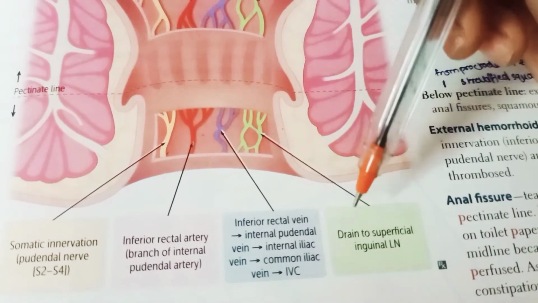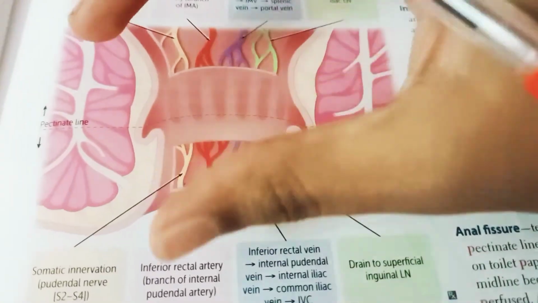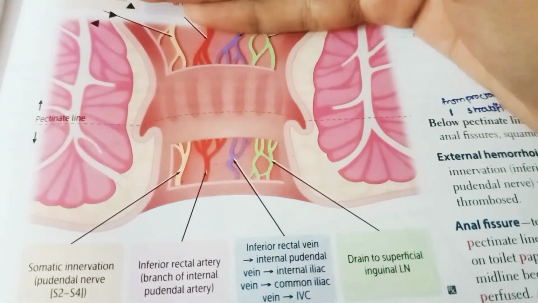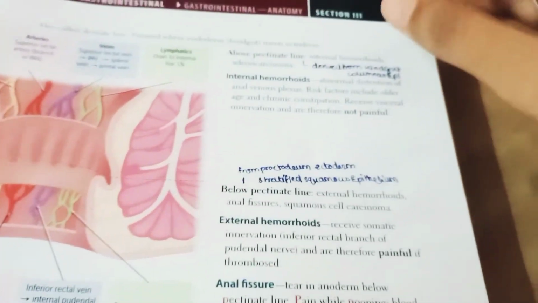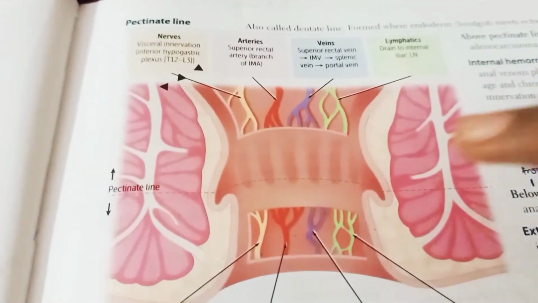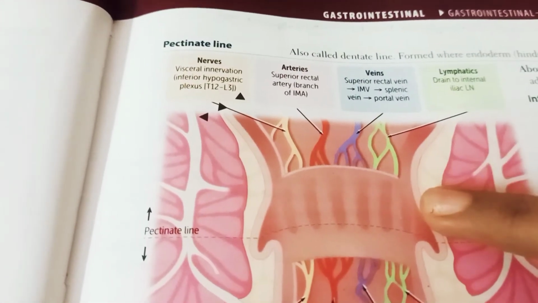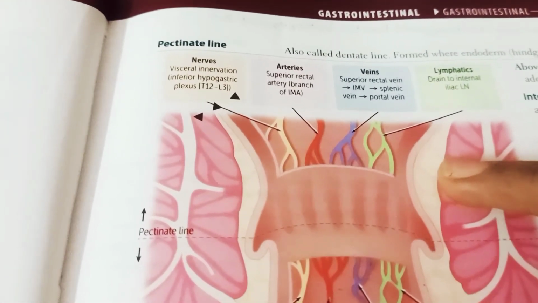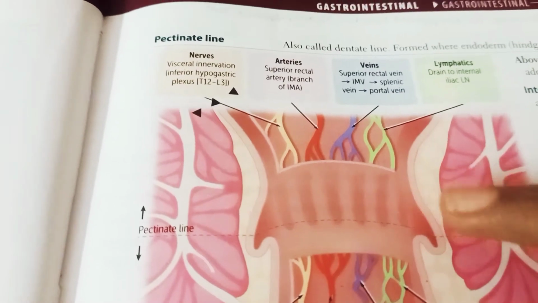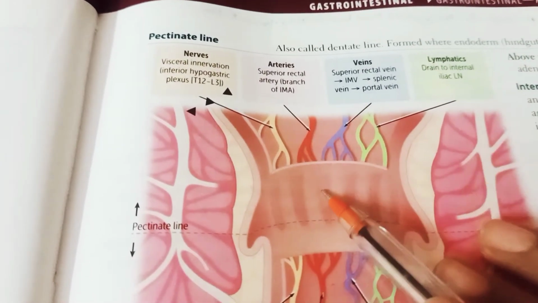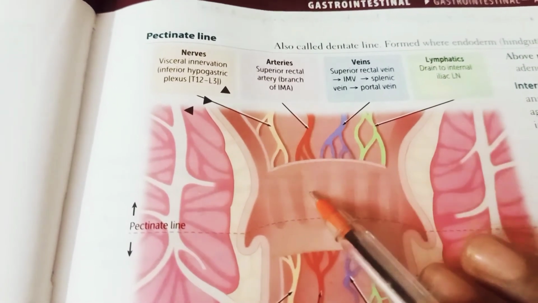The lymph node will drain to superficial inguinal lymph node. So these are very important: what are the structures above pectinate line, below pectinate line? Now let us see, above pectinate line is called as internal hemorrhoids. They are derived from hindgut and mainly of columnar epithelium, and they are of adenocarcinoma type. Remember that internal hemorrhoids are not painful.